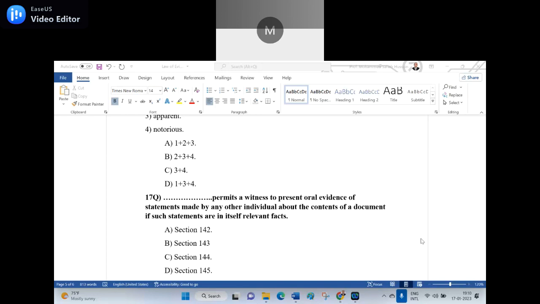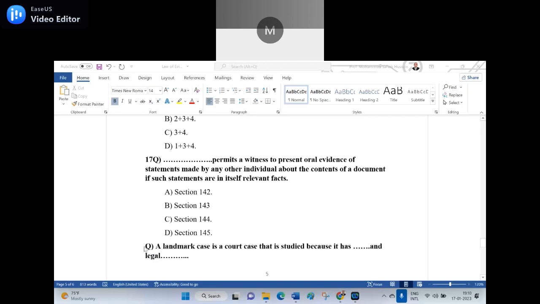Which is the correct section? 144, sir. Option C is the right answer. It is section 144 that permits a witness to present oral evidence of statements made by any other individual about the contents of a document if such statements are in themselves relevant facts.